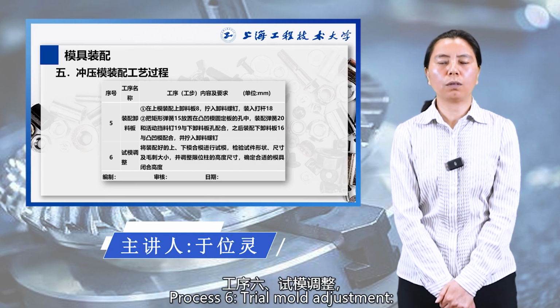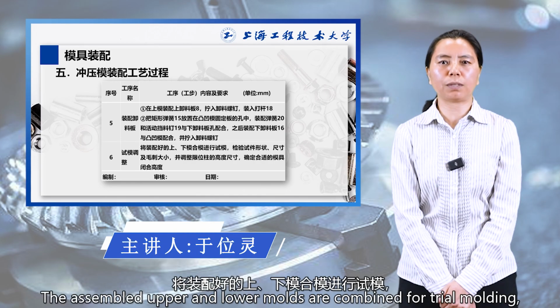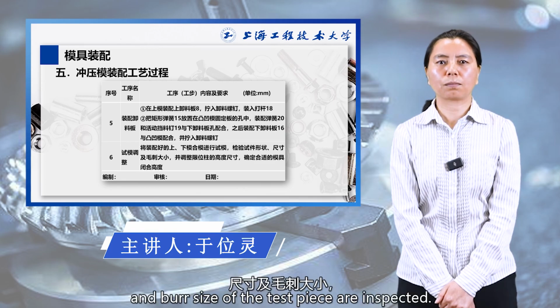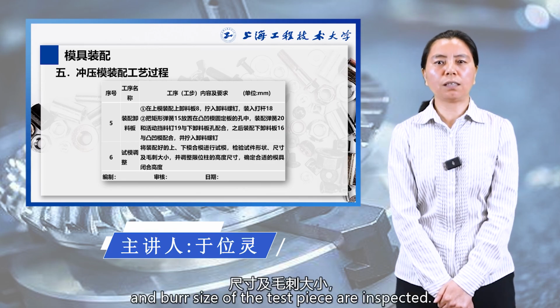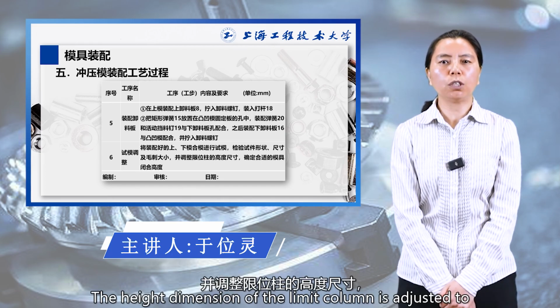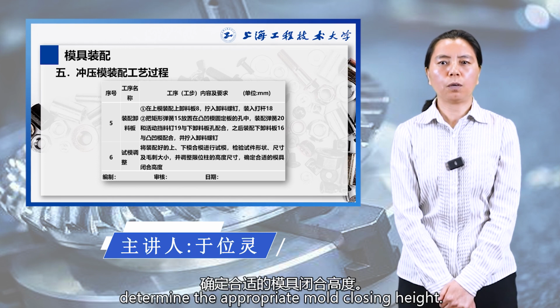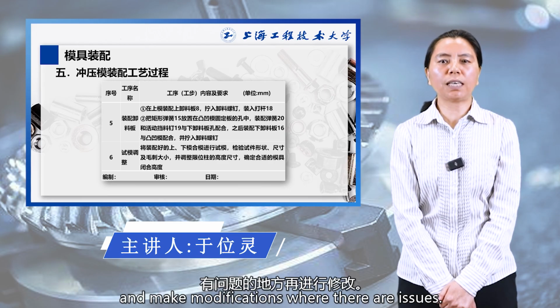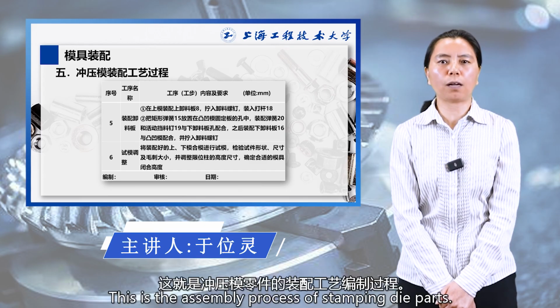Process 6. Trial mold adjustment. The assembled upper and lower molds are combined for trial molding, and the shape, size, and burr size of the test piece are inspected. The height dimension of the limit clamp is adjusted to determine the appropriate mold closing height. After completion, conduct inspection and verification, and make modifications where there are issues. This is the assembly process of stamping die parts.